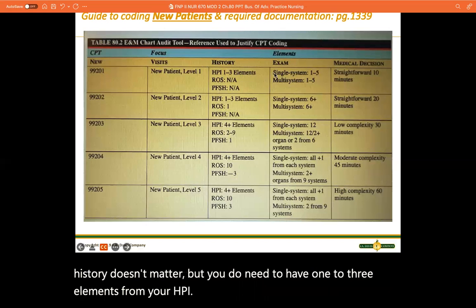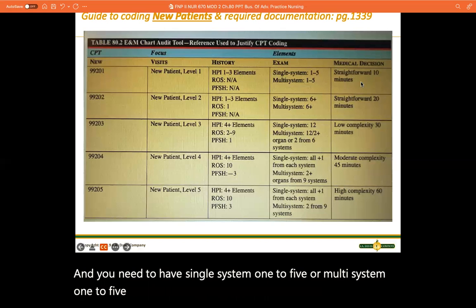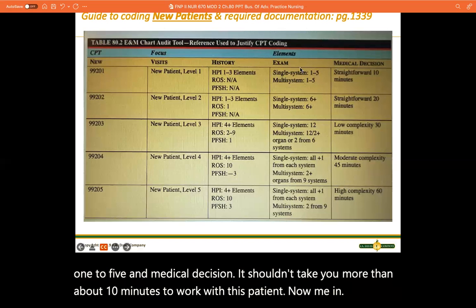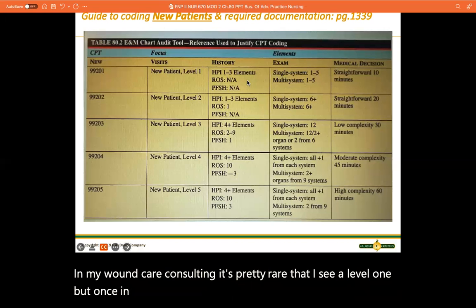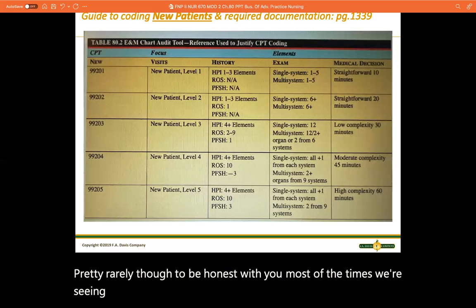And you need to have single system 1 to 5 or multi-system 1 to 5, and medical decision. It shouldn't take you more than about 10 minutes to work with this patient. Now, in my wound care consulting, it's pretty rare that I see a level 1, but once in a while it happens. Pretty rarely though, to be honest with you. Most of the times we're seeing level 2, level 3, level 4, level 5.